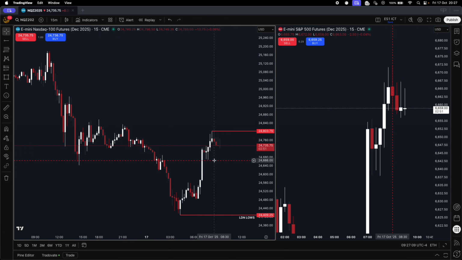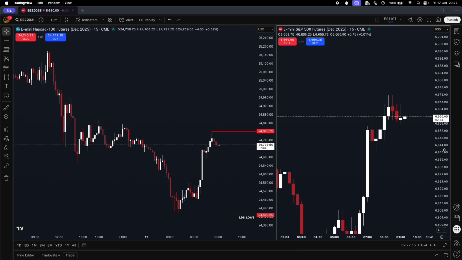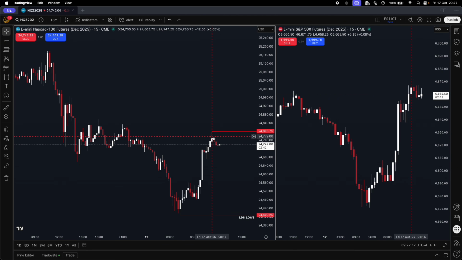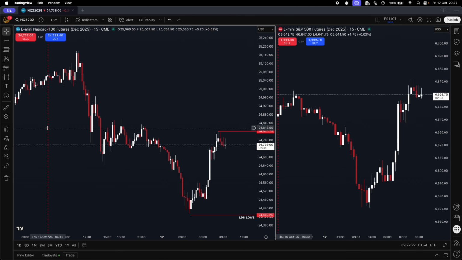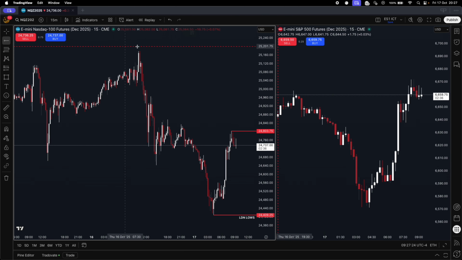So that would be minor buy side. We've got a set of London lows, and then we have other sets of, say, minor sell side as well. Okay. If we look at Friday going into Thursday's high potentially going into Wednesday. So that's going to be previous day high.